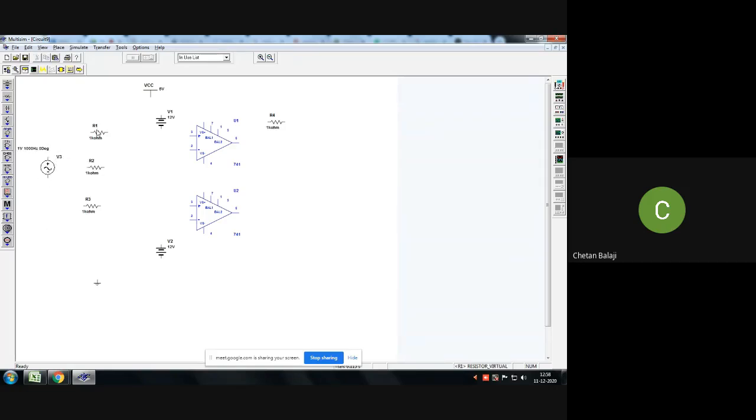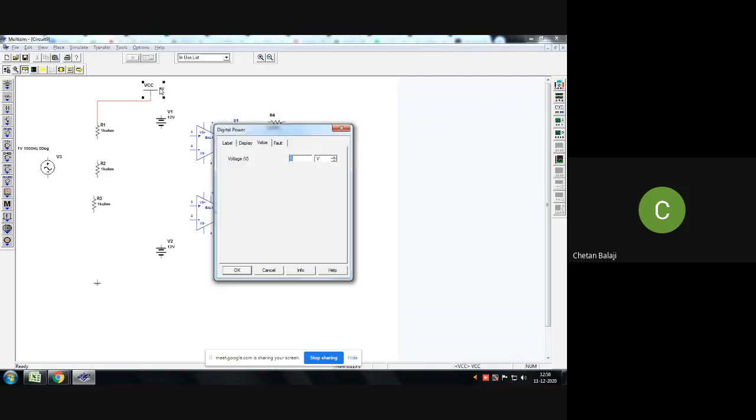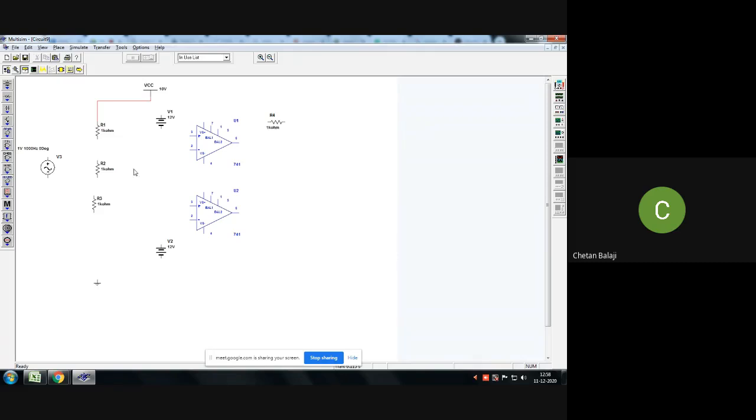Now left click, right click, and rotate clockwise so that the connections will be easy for us. Connections are made as shown in the circuit diagram. Connect the top resistor to VCC. Double click on 5 and change it to 10.